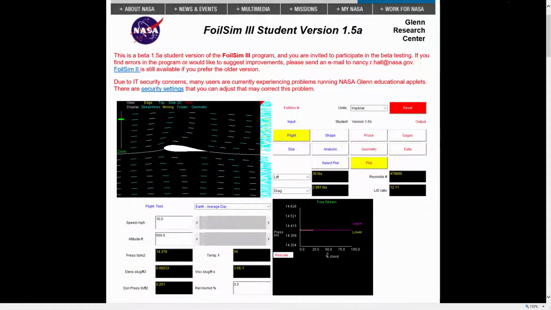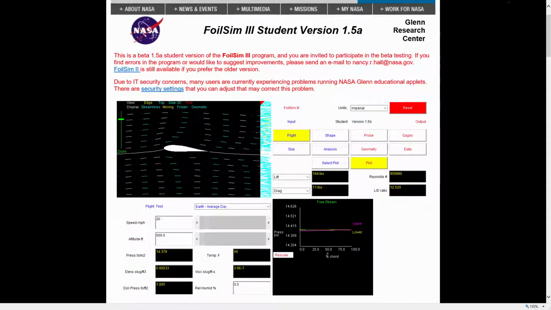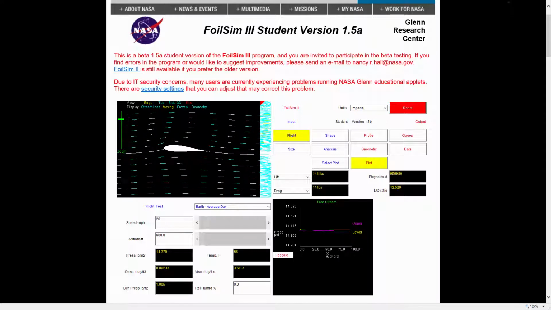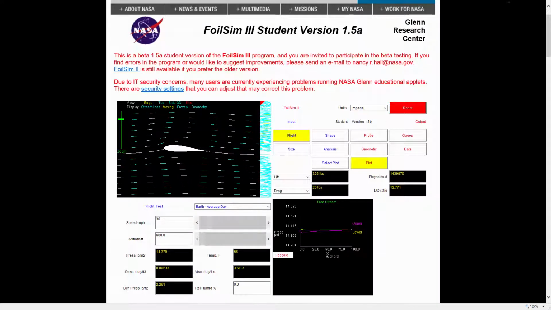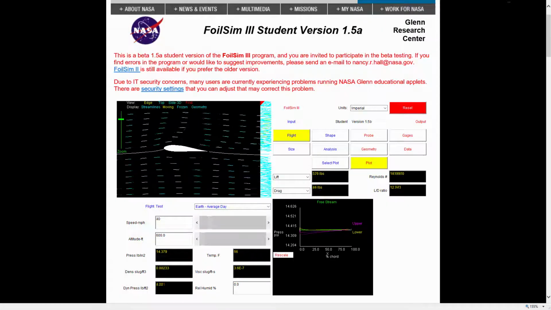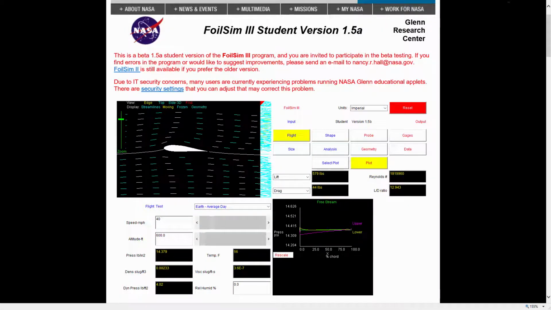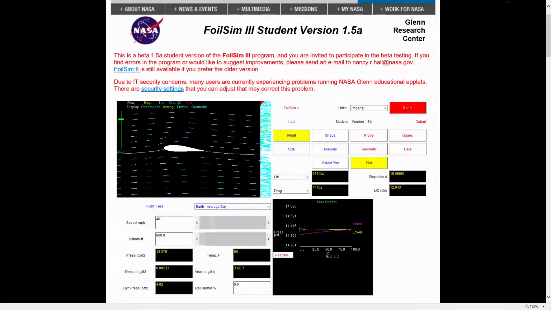10 miles per hour. 20 miles per hour. 30 miles per hour. 40 miles per hour. At this point, we're already halfway to takeoff speed, but we're not yet halfway to the amount of lift we need.